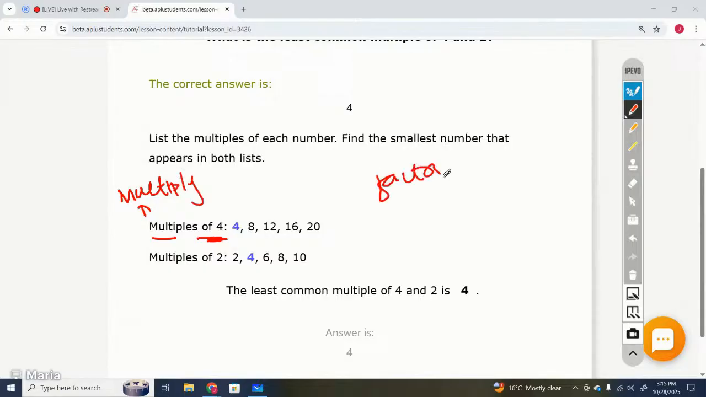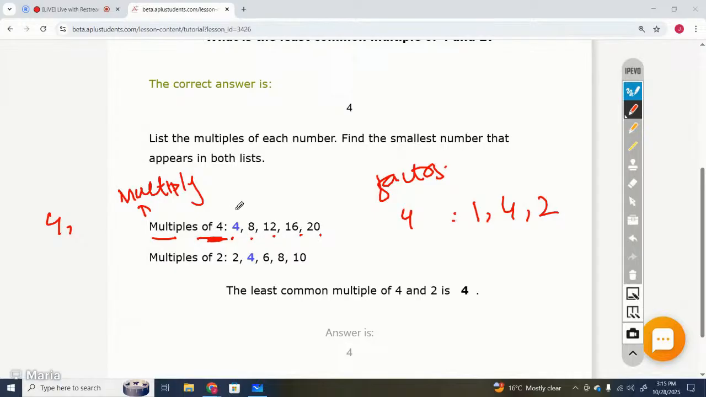And factors, we need to write down the factors of 4. The factors of 4 are 1 and 4 and 2, because 2 times 2 is 4. See the list of the multiples: 4, 8, 12, 16, and 20. You need to write down the multiples of 4. So you multiply the different numbers by 4.